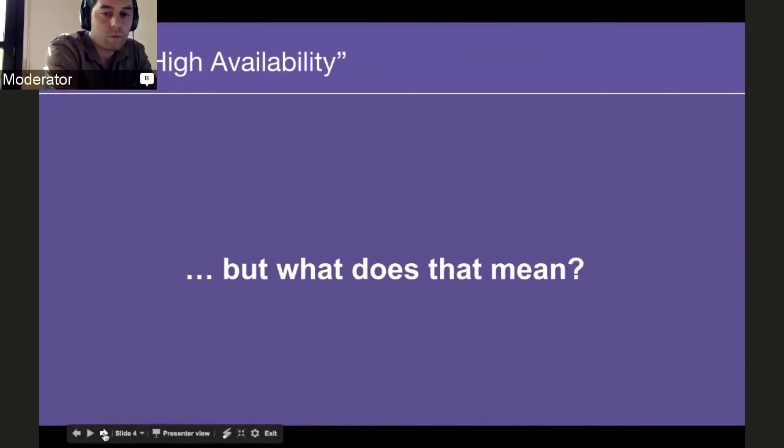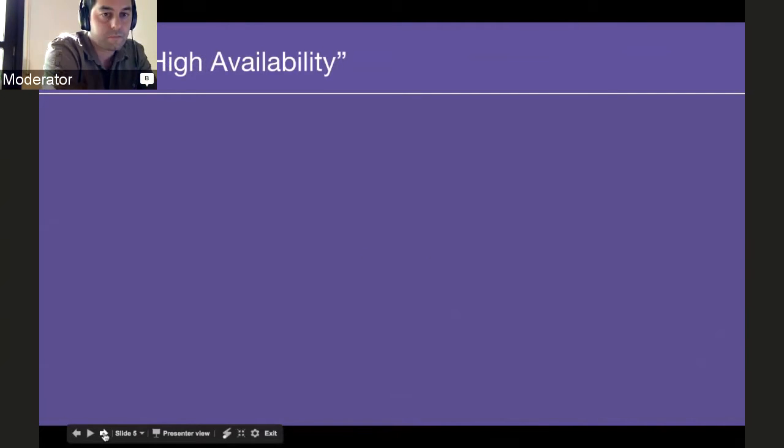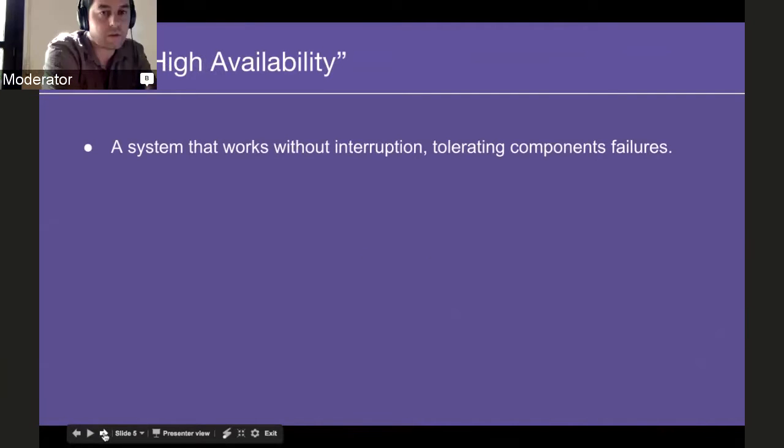So what does it mean? It means that a system is going to be working without interruption or with a little interruption, tolerating that some components fail and basically go dark, right? For example, a disk fails at some given point, or a whole node dies and you cannot take it back, and your system keeps working as if nothing is going on, right?